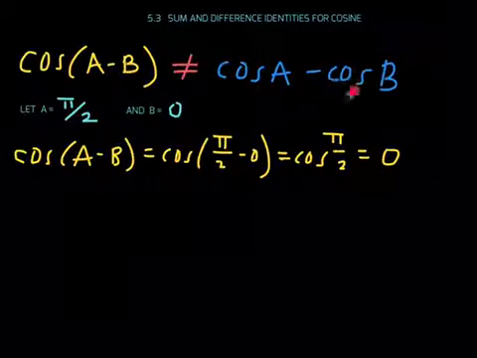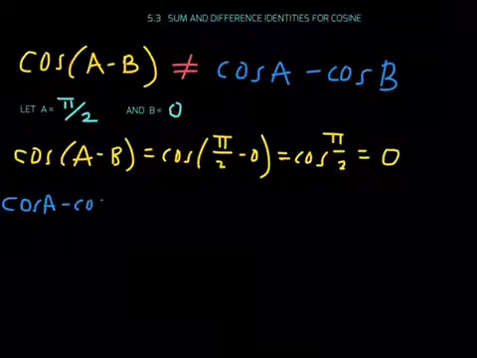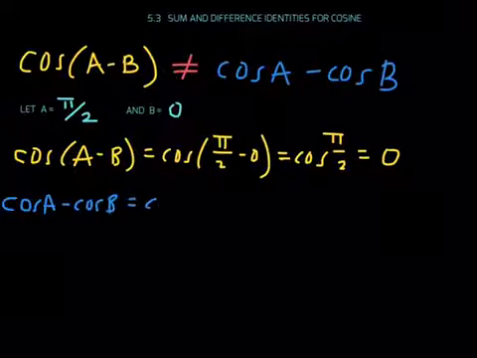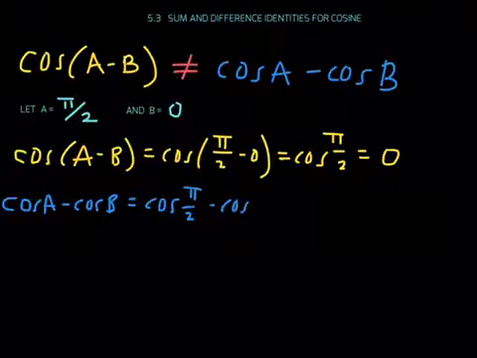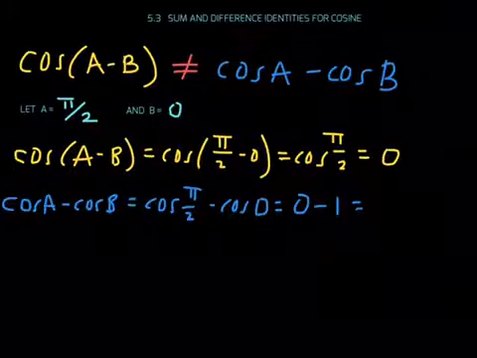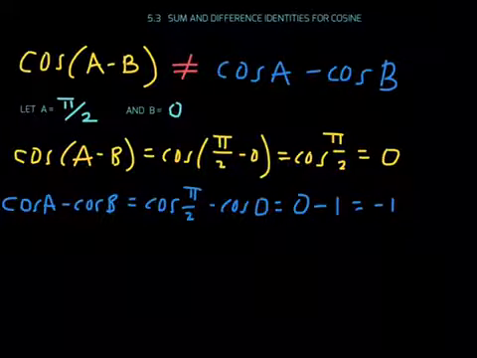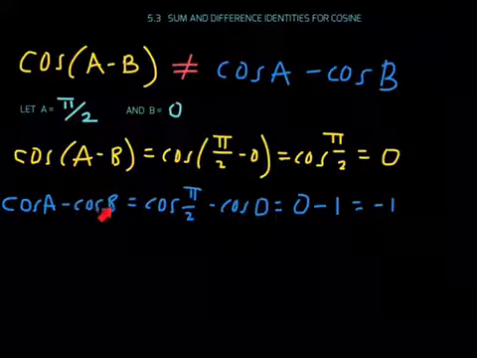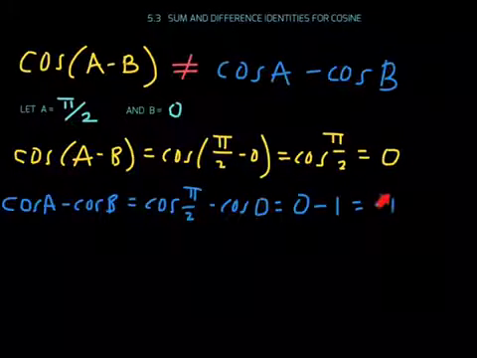Now let's check out the right-hand side. What would that expression be? Cosine of A minus cosine of B with this substitution would be cosine of pi over 2 minus cosine of 0. Cosine of pi over 2 is 0, minus cosine of 0, which is 1, so this is equal to negative 1. So we just showed that cosine of A minus B and cosine of A minus cosine of B are two different values, so they're not equal.